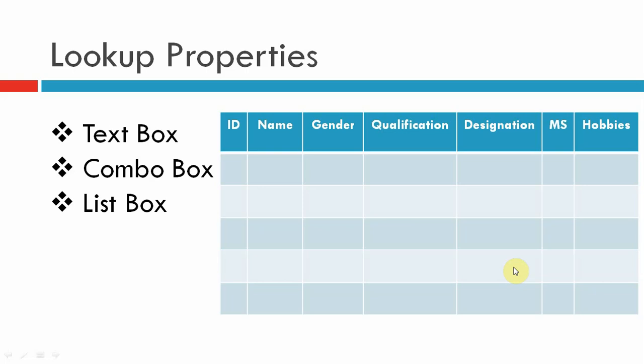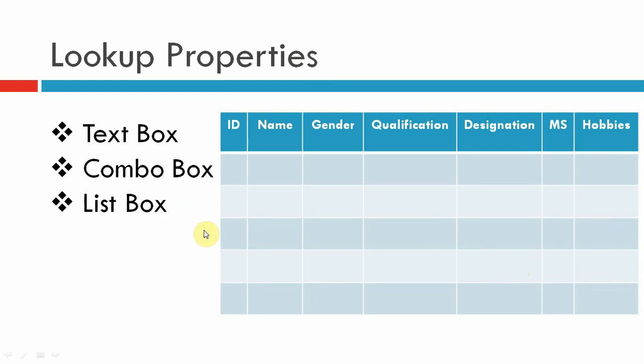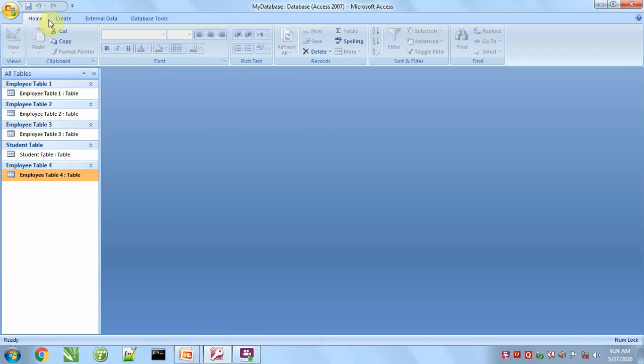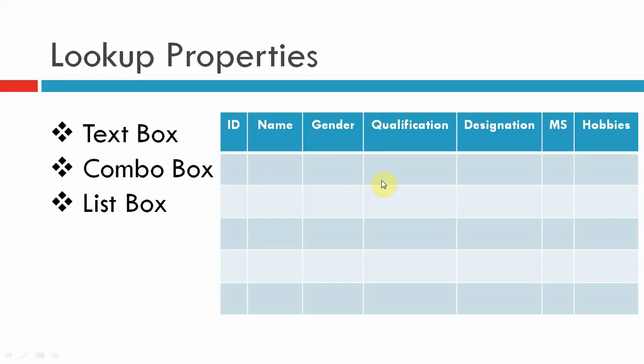Welcome to this class. In last class we studied about general properties of table, and in today's class we will discuss about lookup properties of the table. So how do these lookup properties work? For this we have to create a table. We will come in database and go to create table design and create a table like this.